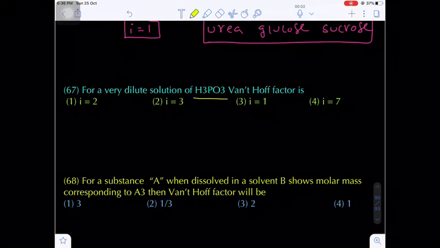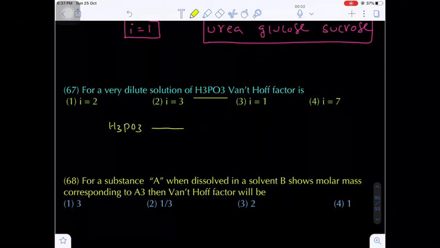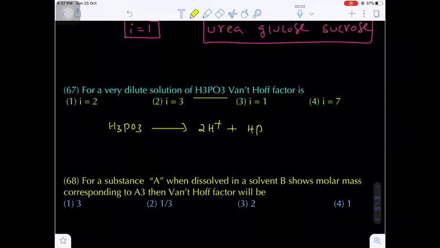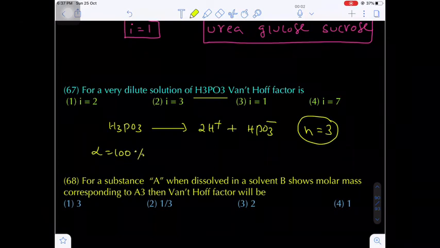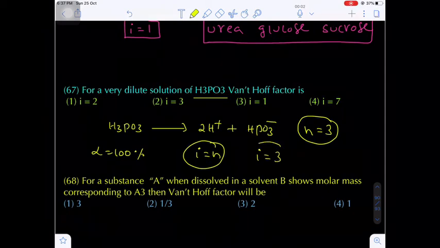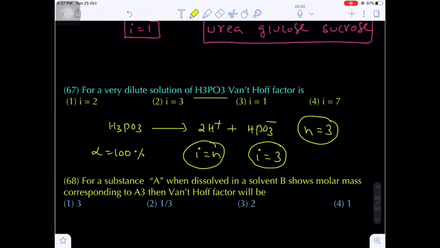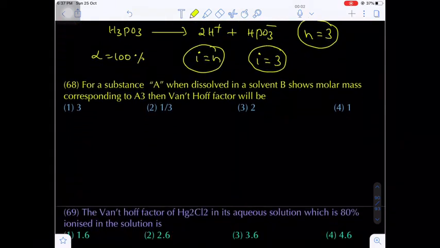For a very dilute solution of H3PO3, just now I told you H3PO3 is a dibasic acid which produces 2 H plus ions only, and one hydrogen is directly connected with phosphorus. So total number of ions produced will be 3. If the percentage of ionization is not given, that means alpha is assumed to be 100%. That means the iota value will be equal to the number of ions produced. So iota value equals 3. That is question number 67. Are you getting my point? That means option 2, iota value equals 3.